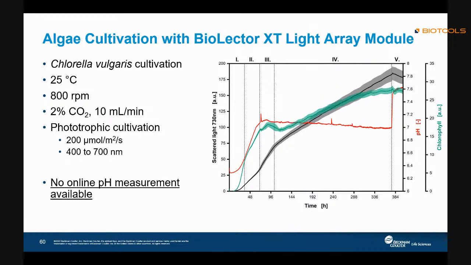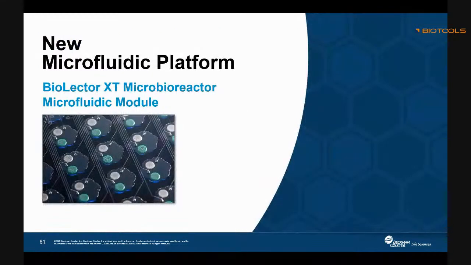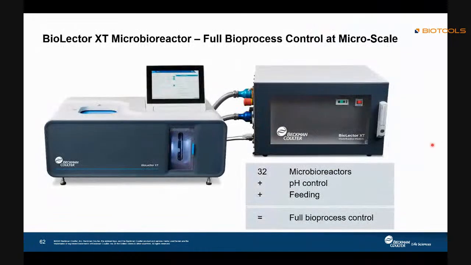And we have talked about the instrument a lot, but besides being 48 times more than your shake flask, what exactly can we help you with? This is what we call the microfluidics. This is talking about how we can add pH control and feeding so that you can have some kind of full bioprocess control for that.